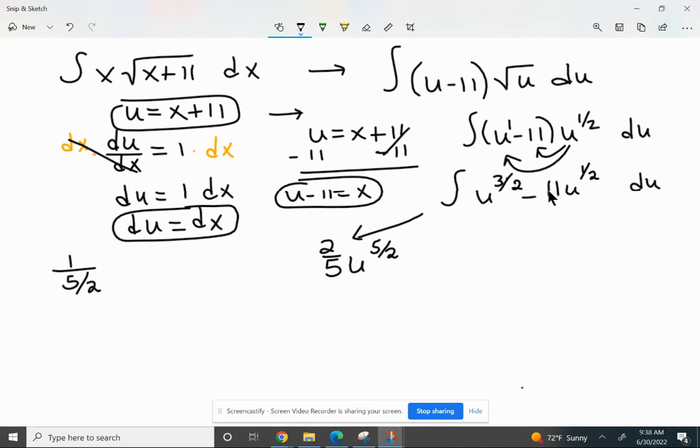Now take that negative 11 and write it down. Negative 11 times the integral of u to the 1/2. Add 1 to that: 1/2 plus 2 halves is 3 halves. And in front of it, I would have 1 over 3 halves. To simplify 1 over 3 halves, you just take the reciprocal and make it 2/3. Just flip it.